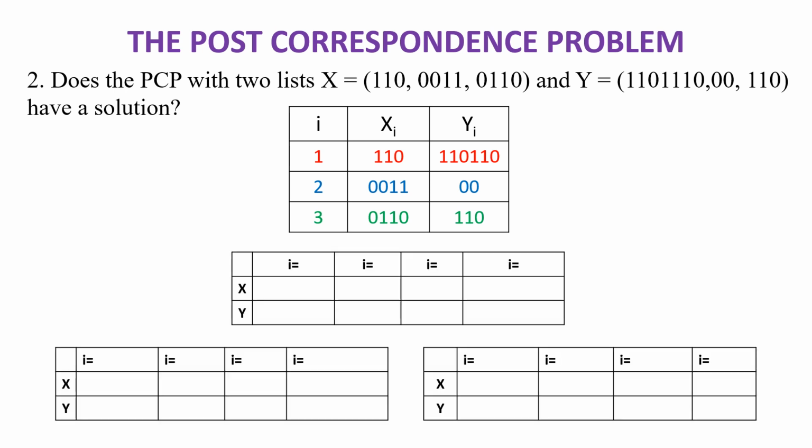So to find the sequence, first I have to find out which will be the first substring: i equals 1 or 2 or 3. I can start with i equals 1 as x1 is 110 and the corresponding y also starts with 110. I can even start with 2 as x2 starts with 2 zeros and y2 also starts with 2 zeros. Whereas I cannot start with i equals 3 because x3 starts with 0 whereas y3 starts with a 1. So I am left with only two possibilities, starting with a 1 or a 2.